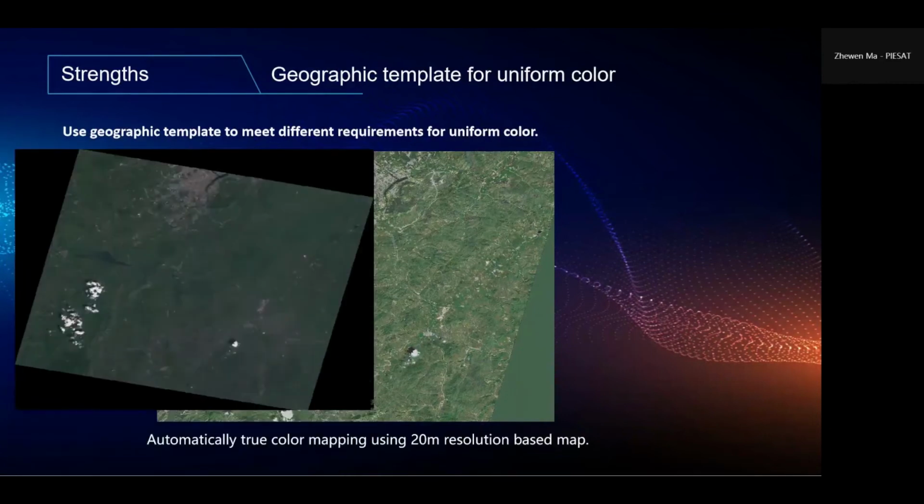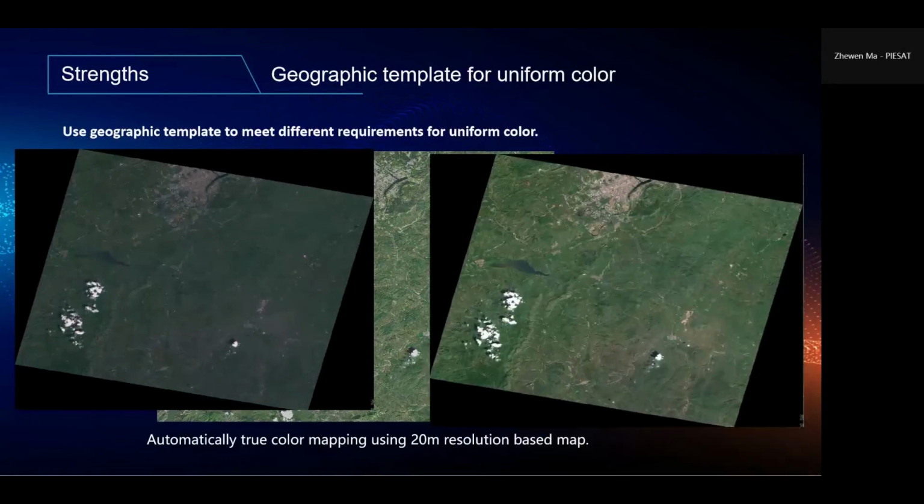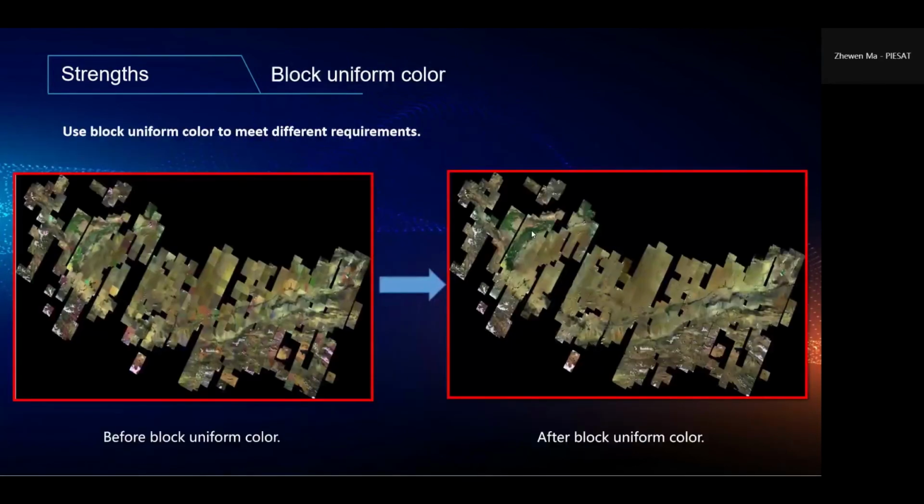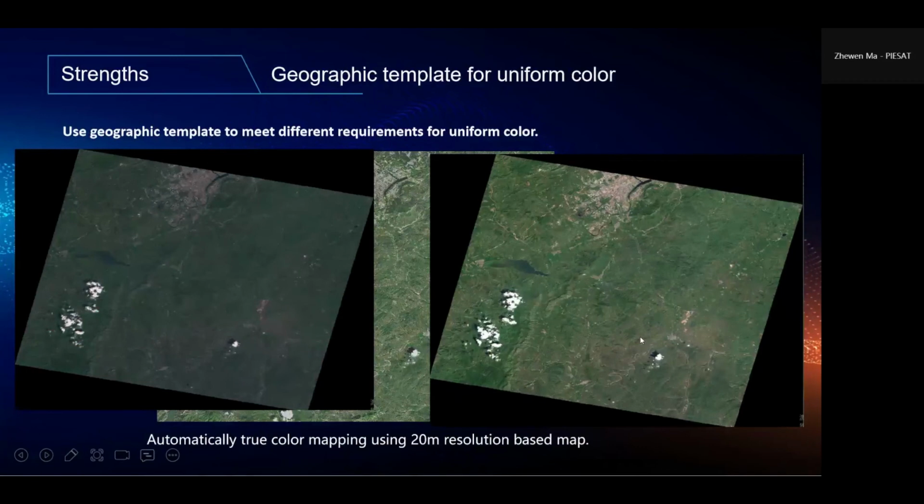The image shows that we used a 20-meter resolution image as a base map and projected the true color result automatically. And you can see after the tuning, it's much better looking.